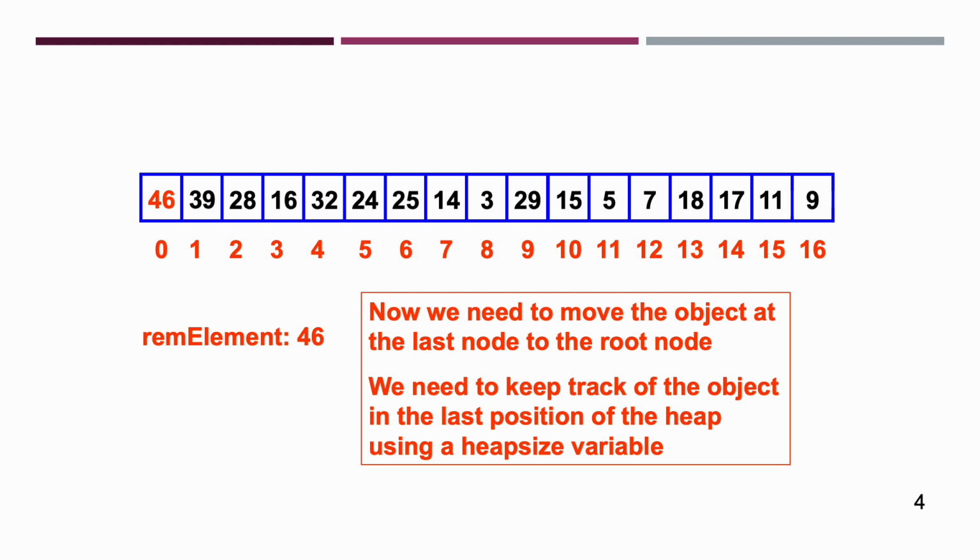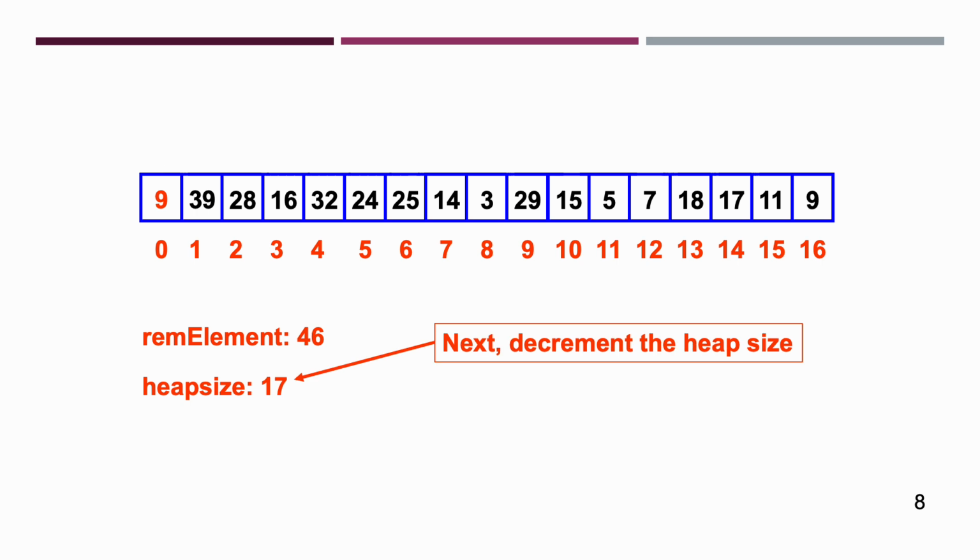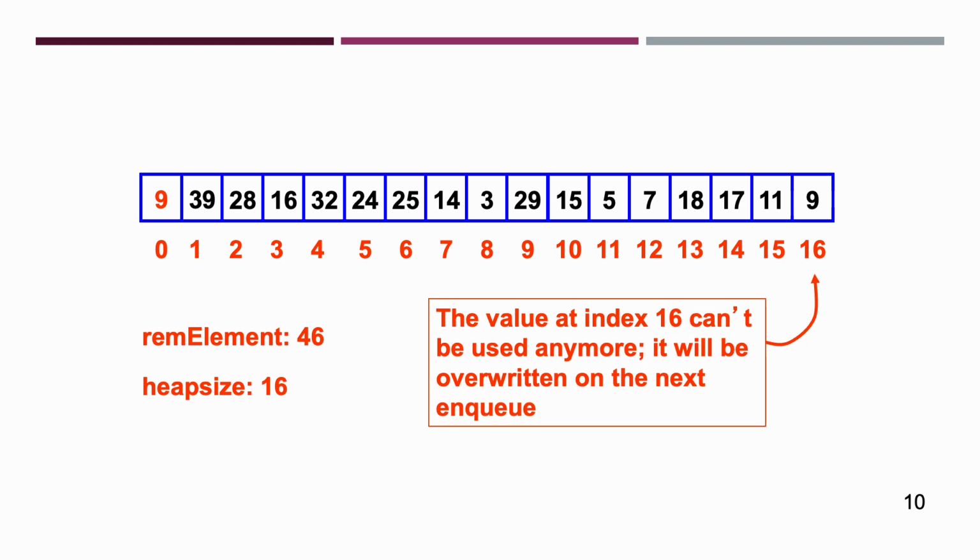Now we need to move the object at the last node to the root node. We need to keep track of the object in the last position of the heap using a heap size variable. So the heap size is 17 here. Now we can access the object in the last node using elements[heap size - 1] and assign it to elements[0], like this. Next, decrement the heap size. It was 17 before and now we decremented it to 16. Now the value at index 16 can't be used anymore. It will be overwritten on the next enqueue.